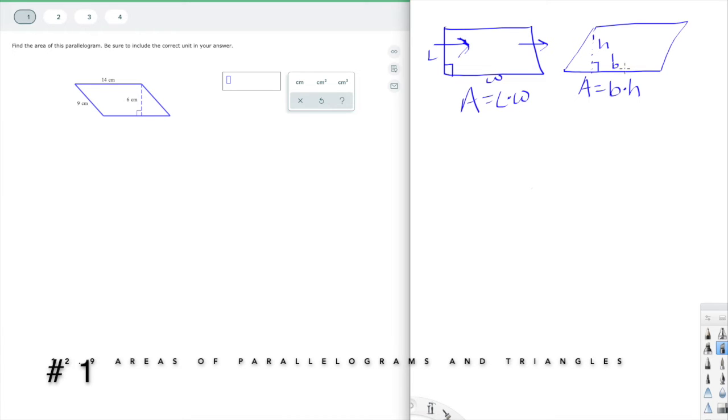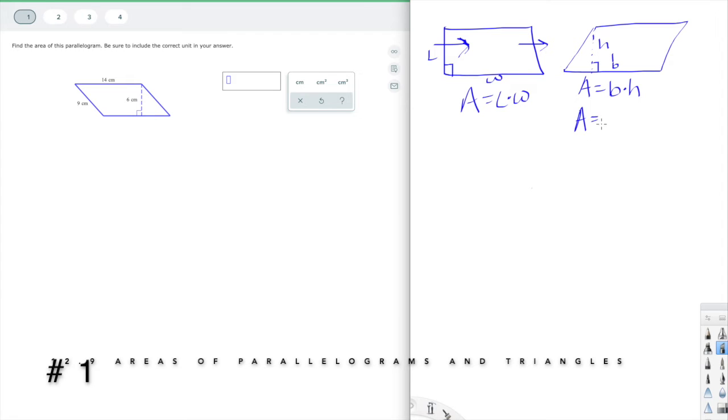So make sure that the height is perpendicular to the base. We want to make sure we're not using the slanted ones on the side unless by chance they're showing us the height going this way. And you'll see the dotted line. That's kind of the clue that it's the height. All right, so I think that's enough explanation there.